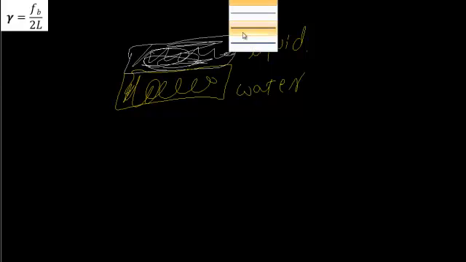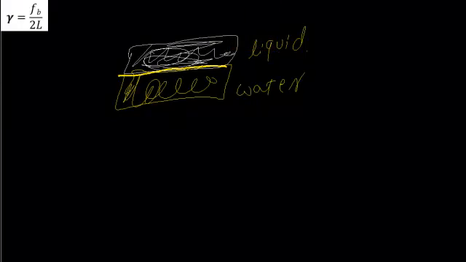Interfacial tension is force per unit length existing at the interface. What do you mean by interface? Let's say this is some liquid, and this is water, water and some liquid, we don't know. Here, if you observe carefully, there is a layer, an interface between these two layers.